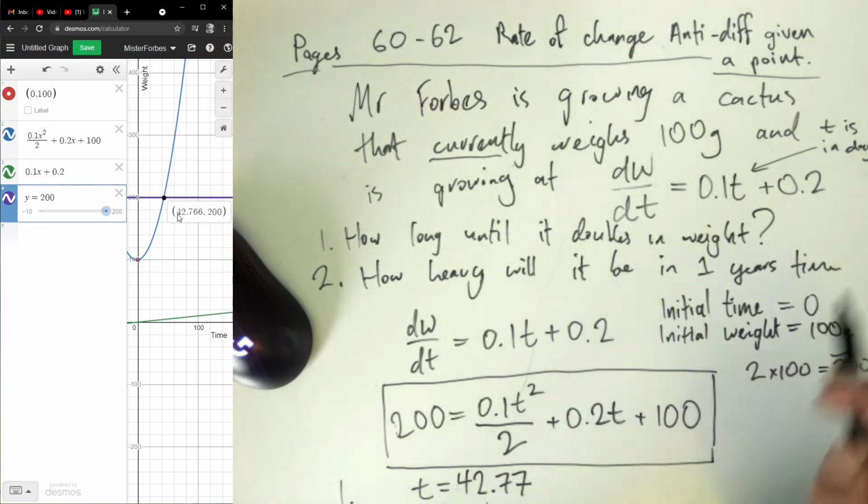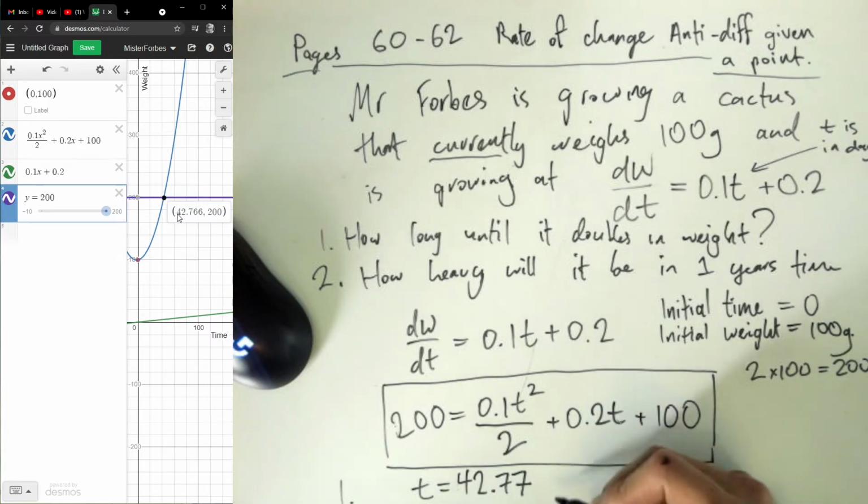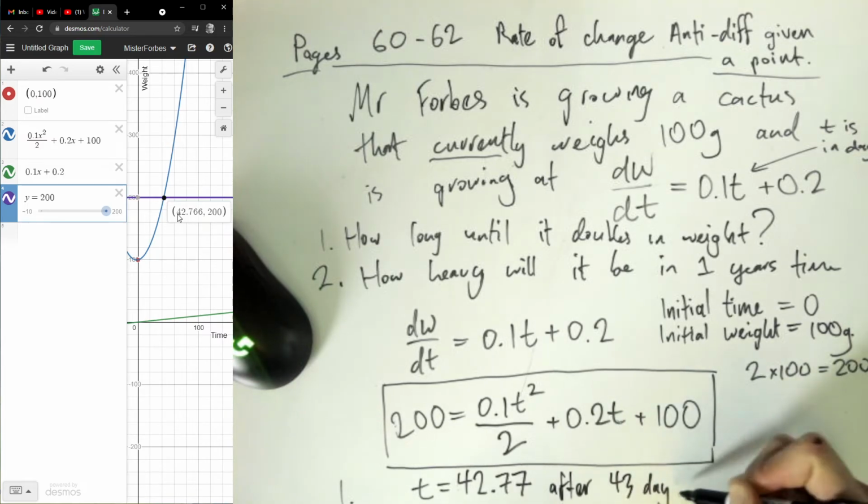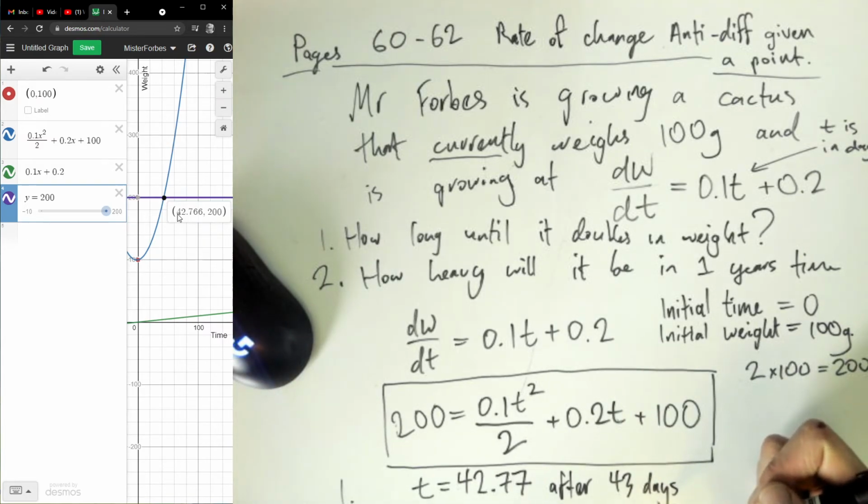But the thing is, our weight is only measured in days, so what we have to do for these is round up. So it's going to be, and we'll do it in context, after 43 days is when the weight of the cactus will double.